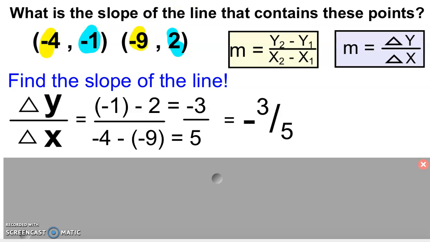So my change in my y, going from -1 to 2. Okay, actually, let's go in this direction. So I'm going to go from 2 to -1. I'm going to be going down 3 slots. And if I go from -9 to -4, it looks like I'm going down, but actually when I'm going from -9 to -4, that's going up, and I'm going up 5 slots. So my slope of this line is going to be -3/5.